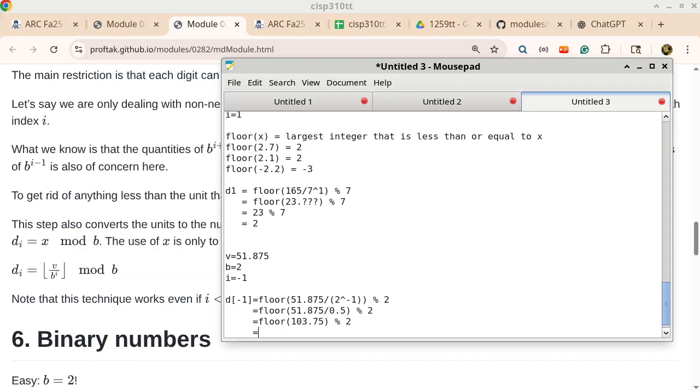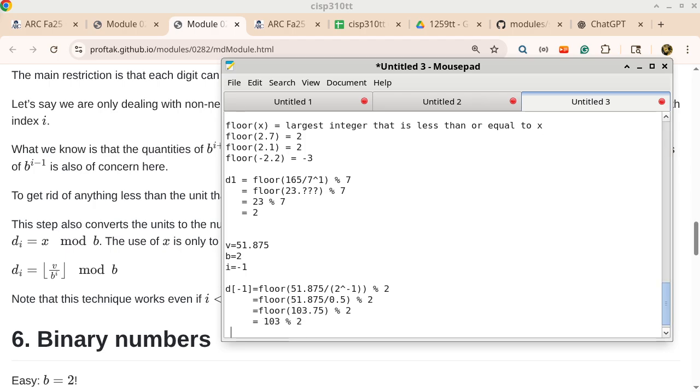All right. So the floor of that is just 103, and we want to do a mod 2. That's easy, right? We got our one back. But which one are we getting back? There were 3 ones to the right-hand side of the decimal point. So this is -1. This is the digit that is immediately on the right-hand side of the decimal point.